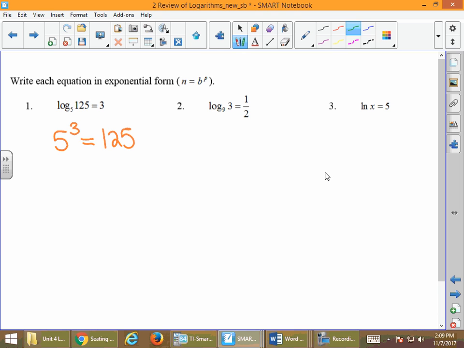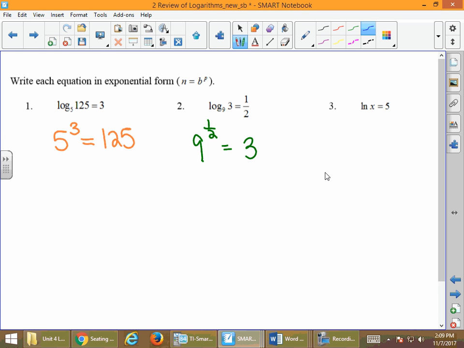Problem number 2. Log base 9 of 3 equals 1/2. What the logarithm equals is the exponent. Log base 9 to the 1/2, because that's what the logarithm equals. 3. The 1/2 is the exponent. The 3 in the first problem was the exponent. Over here in number 3, the exponent's going to be 5.